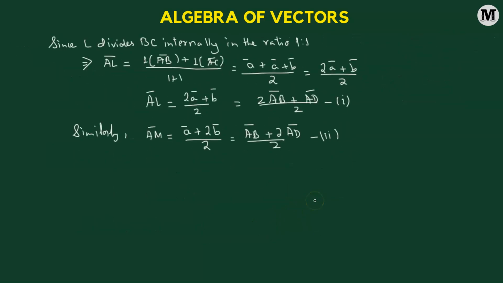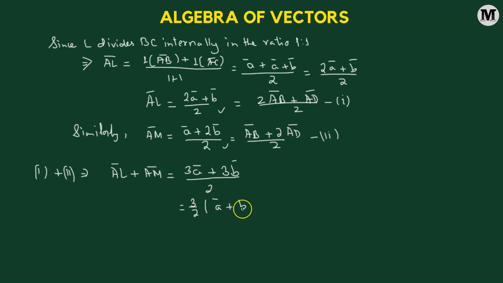Now we're going to add these two vectors. So adding 1 with 2, that's going to give us AL vector plus AM vector, which will be equal to, so we add these two: 2a vector added to a vector gives us 3a vector, and 2b vector plus b vector will be 3b vector, whole divided by 2. So we have 3 over 2 multiplied by (a vector plus b vector).